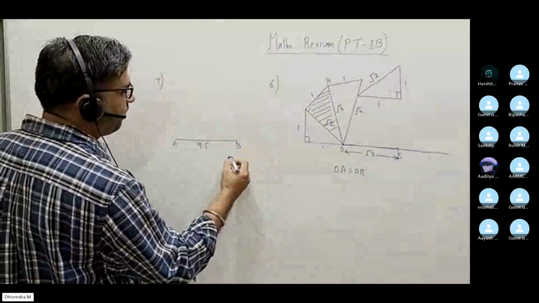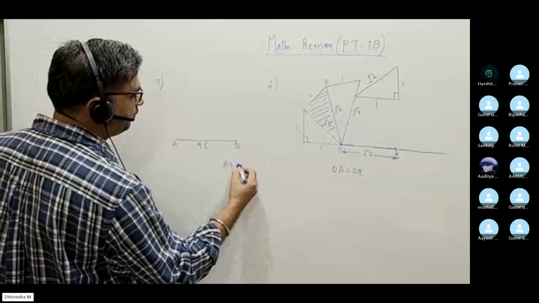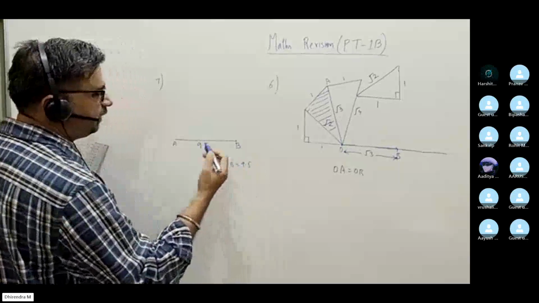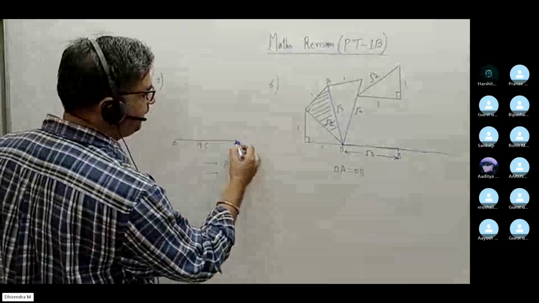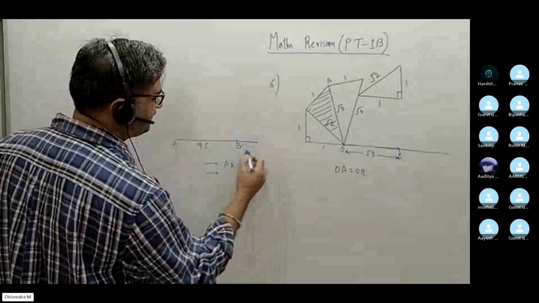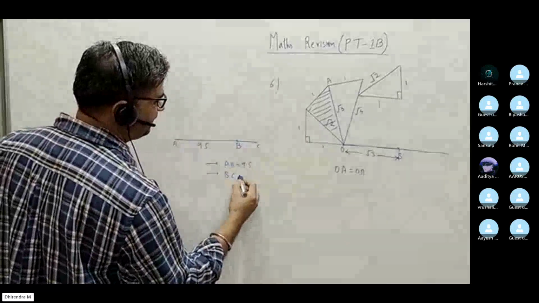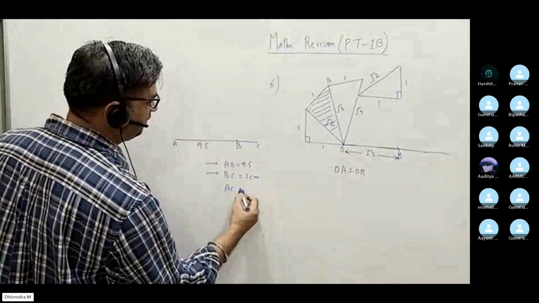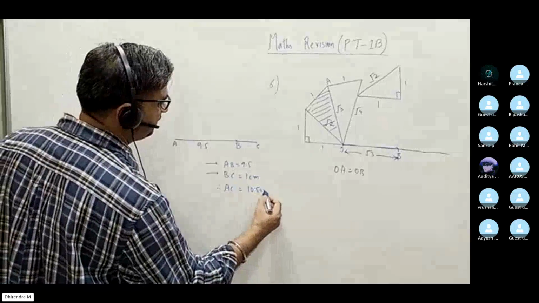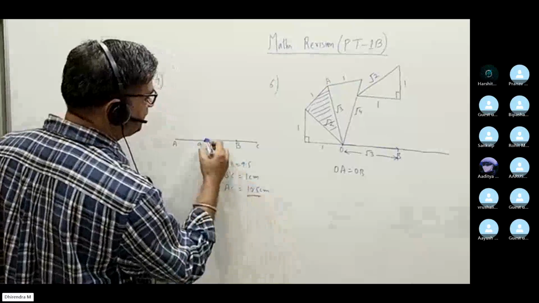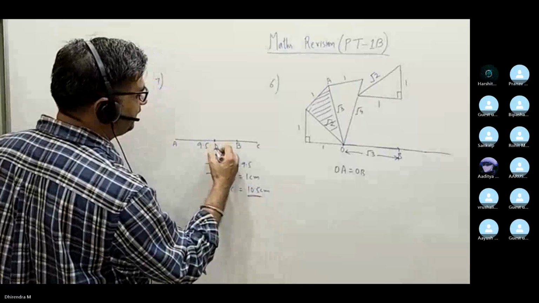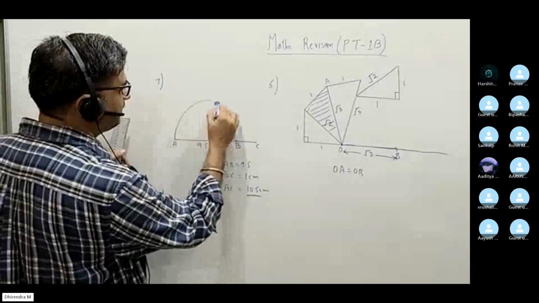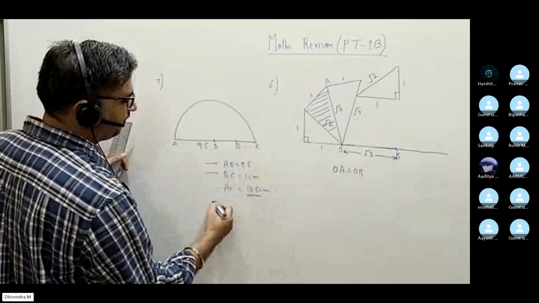This is the first step, right? AB equal to 9.5. I'm just writing the steps very quickly. And then the second step will be to extend this to C such that BC is equal to 1 centimeter. Therefore, AC is equal to how much? It becomes 10.5 centimeter. Now find the center of this. Let's call it D and draw a semicircle with this radius, right? This is how we do it.